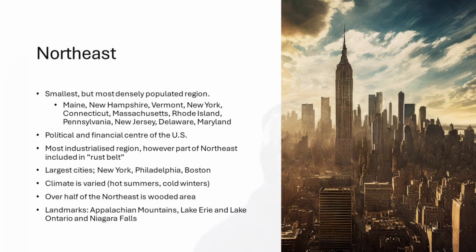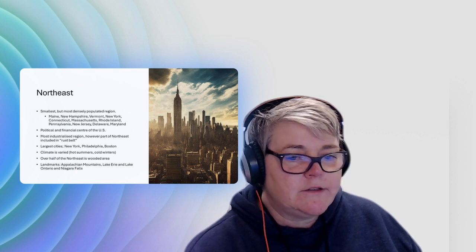Landmarks in the region include the Appalachian Mountains, which go from the northeast all the way down to Georgia in the south. You also have two of the Great Lakes in the northeast, Lake Erie and Lake Ontario. And you might have heard of Niagara Falls before. This is a famous waterfall on the border to Canada in the northeast. So this is just some of the characteristics and landmarks that you can find in the northeast.